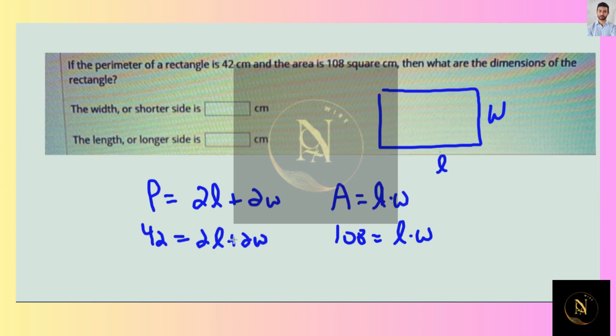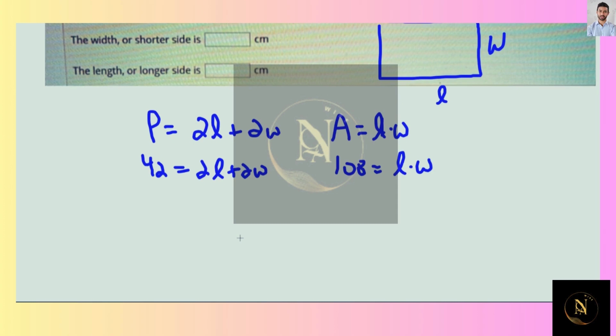here's some things that we could do. If we knew that, well, we could factor out a 2. Not that you need to, but you can. And then divide both sides by 2. 21 must be the length and the width, meaning they must add up to 21.